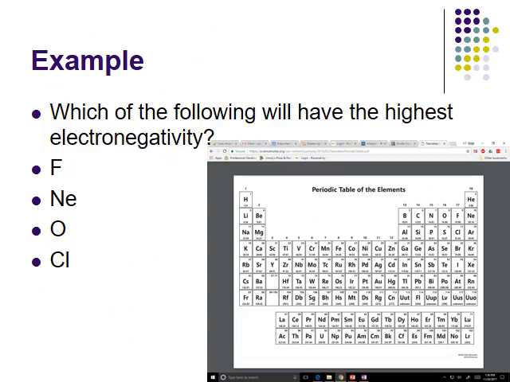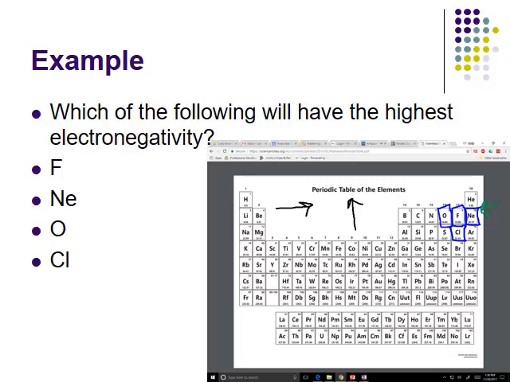So, which of the following will have the highest electronegativity? Again, electronegativity increases as we move to the right, because we're getting smaller, and it increases as we move up. Let's look at our options: we have fluorine, neon, oxygen, and chlorine. It's going to increase as we go up and right. It's really tempting to say that the answer would clearly be neon. But there's a trick here.